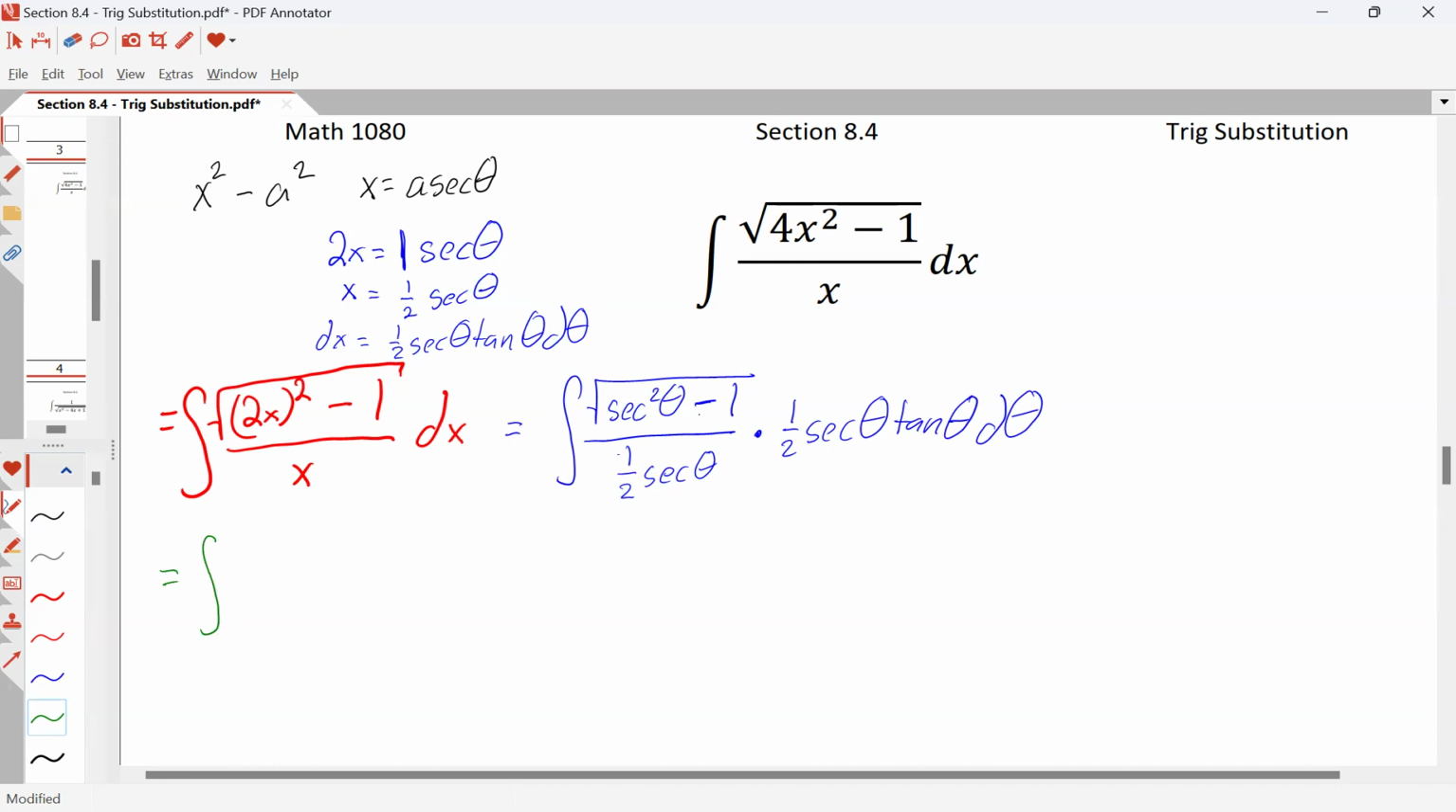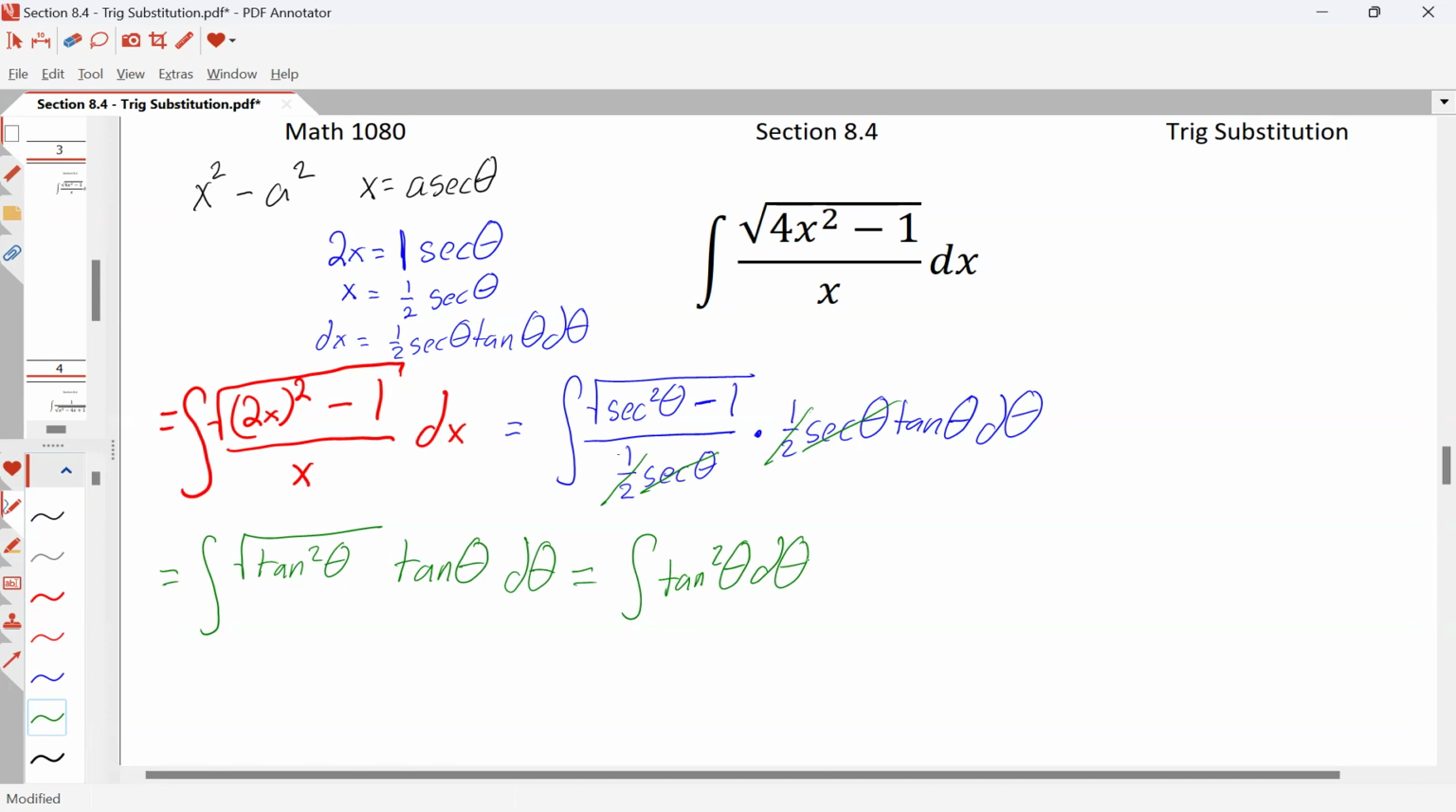Secant squared theta minus 1 is tangent squared theta. 1/2 secant theta here and 1/2 secant theta there cancel. So we have the integral of the square root of tangent squared theta, or tangent theta, times tangent theta d theta, which is also the integral of tangent squared theta d theta. We have simplified down to a trig integral. After we get down to a trig integral, we want to evaluate it.